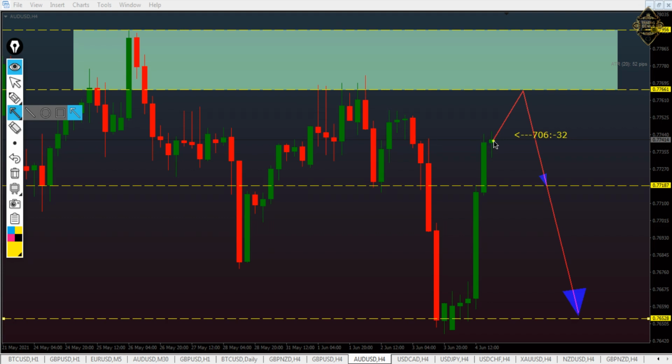Our view on it is that it is going to go back to touch that zone to retest it, at 0.77661 or at 0.77956. The first target we got is 0.77187. That's the first target.